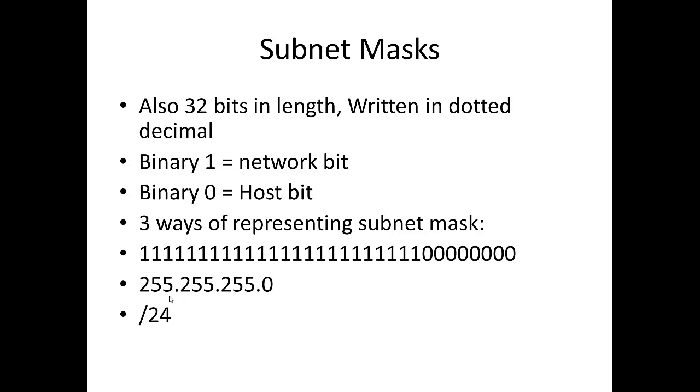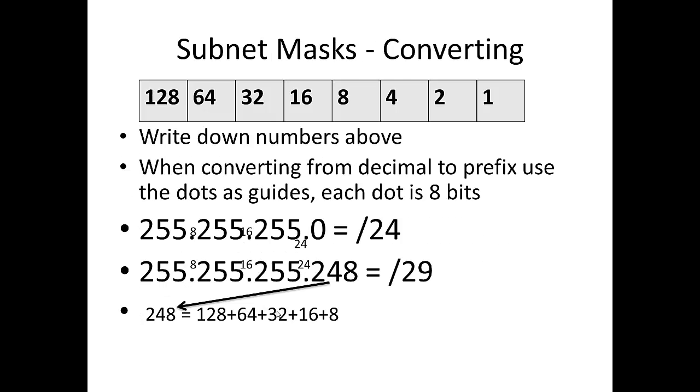The other way of writing this is prefix notation, and this just counts the number of binary 1s in the mask and puts a slash in front of it. So slash 24 means there's 24 binary 1s. That's the shorthand way of doing it. In IP version 6, that's the only way; you don't use the dotted decimal method.